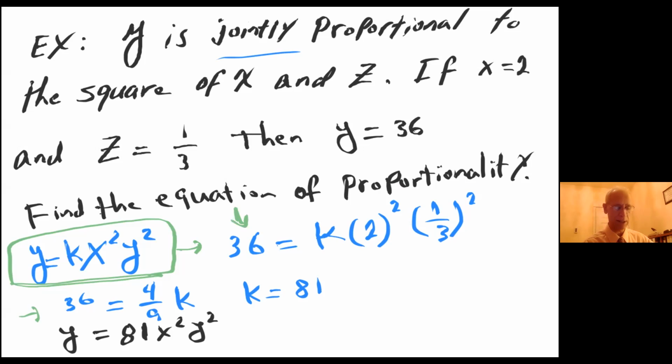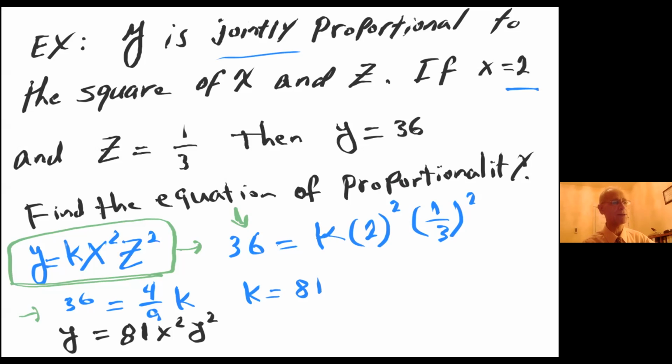So 36 equals, when x is 2 and z is 1/3, k times x squared, and I really need to be careful with that. I'm so sorry about that. Y equals k times x squared times z squared. Okay, so I got to slow down. Y equals k times x squared times z squared.